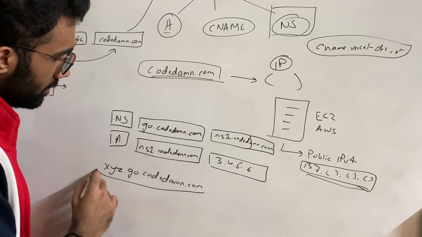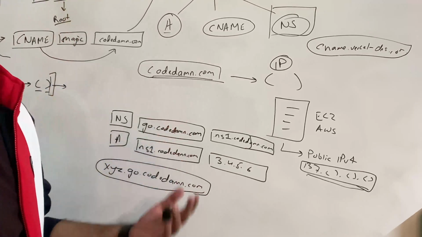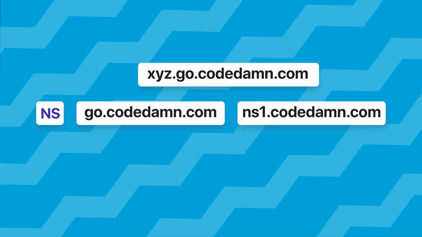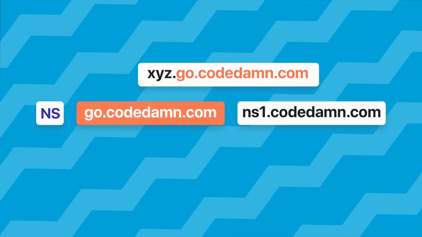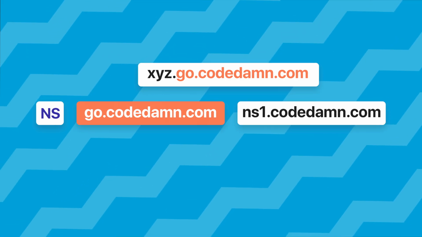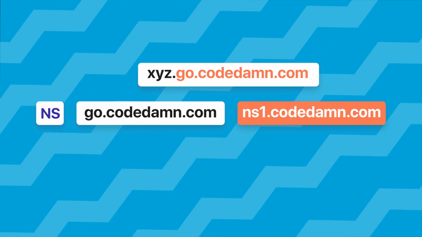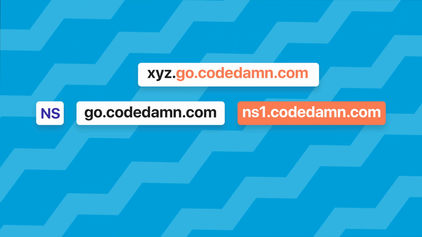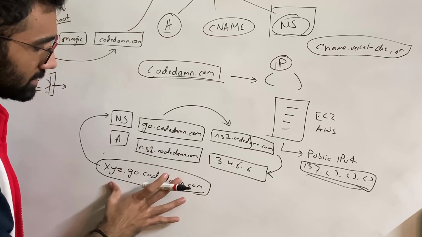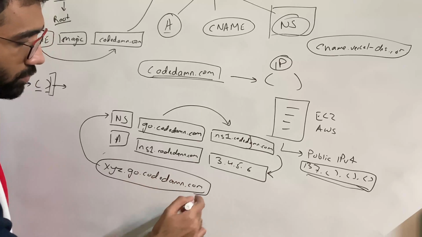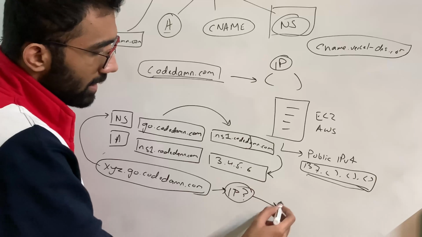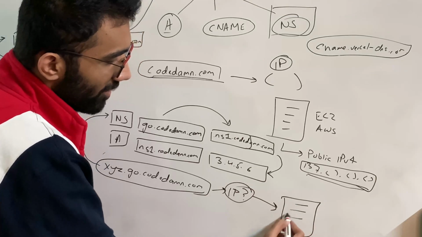xyz.go.codedamn.com, what the browser and the whole universe of domain name system would try to do is go to this particular record, and see, okay, the name server of go.codedamn.com and everything beyond that, in terms of subdomain, is handled by this particular name server, right? And the IP address of this name server is over here, defined by our A record. So the query to extract what exactly is the IP address of this domain goes to a server running on EC2.